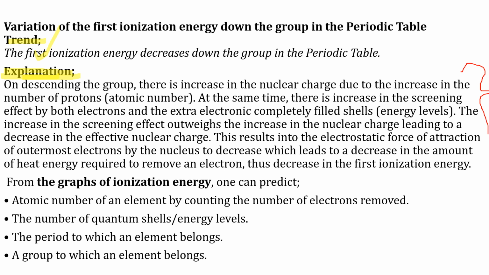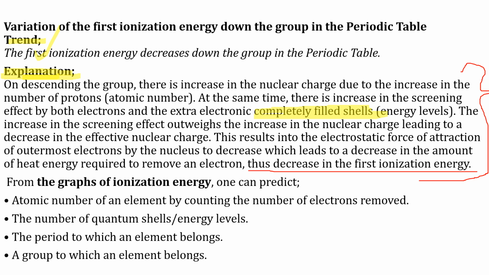So this looks like a paragraph, but we have already covered all this. What's going to vary is the conclusion. So on descending the group, there is an increase in nuclear charge, and the reason for that is the increase in the number of protons. At the same time, there is an increase in the screening effect by inner electrons due to an extra energy level. We need to say completely filled energy levels of electrons being added.